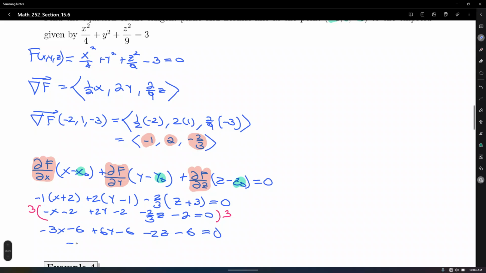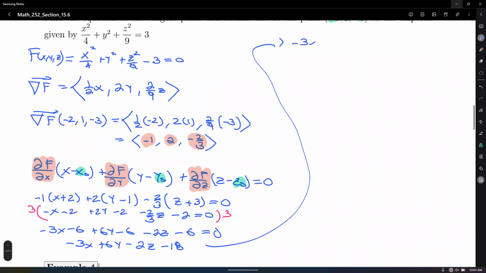So that is -3x plus 6y minus 2z minus 18, and that should be equal to, okay, let me continue over here, that equals -3x plus 6y minus 2z, set it equal to 0. I'm going to move the -18 to +18. And this is going to be the equation of the plane for that surface at that given point.